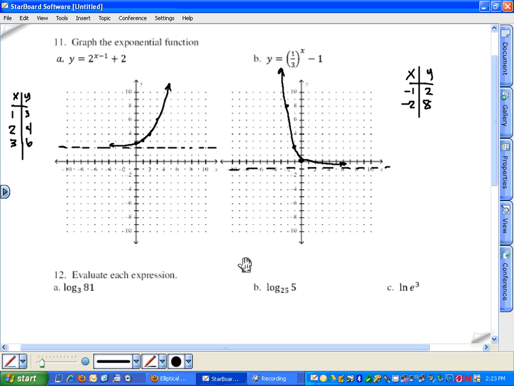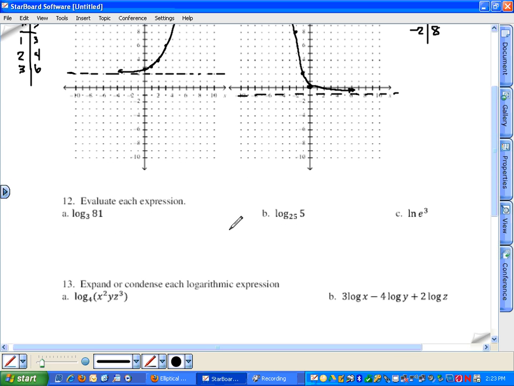Okay, 12. A, B, and C we need to evaluate. Evaluate means give the value of the expression. Log base 3 of 81 has a value. Now, one of the properties of logarithms that we learned about is a logarithm with a base of 3 would cancel an expression that has a base of 3. So if we can change 81 into 3 to the 4th power, then the log base 3 cancels the base of 3, leaving a 4. So the answer is 4.